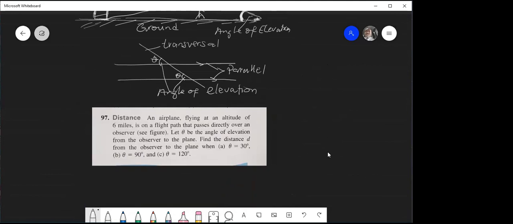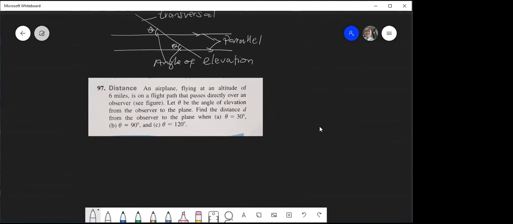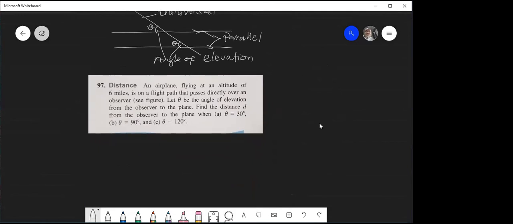An airplane flying at an altitude of 6 miles is on a flight path that passes directly over an observer. Let theta be the angle of elevation from the observer to the plane. Find the distance d from the observer to the plane when (a) theta equals 30 degrees, (b) theta equals 90 degrees, and (c) theta equals 120 degrees.